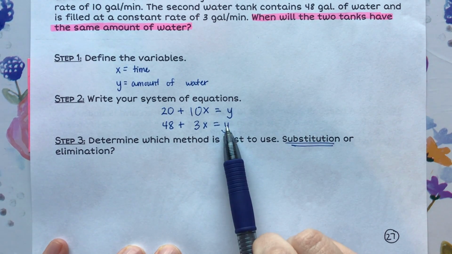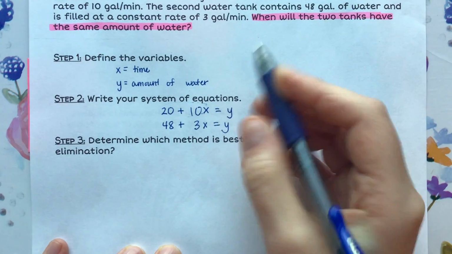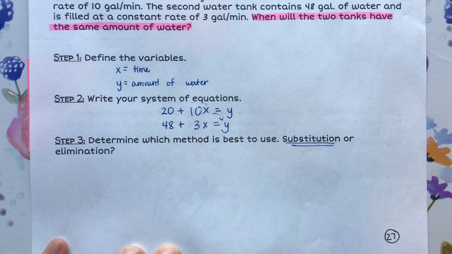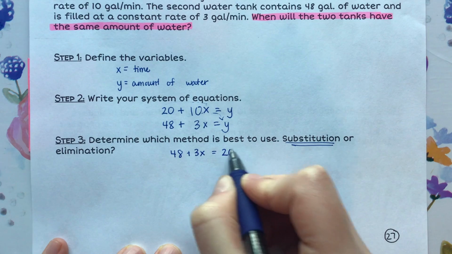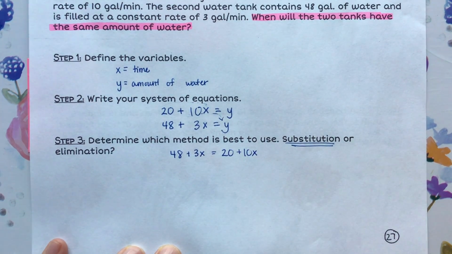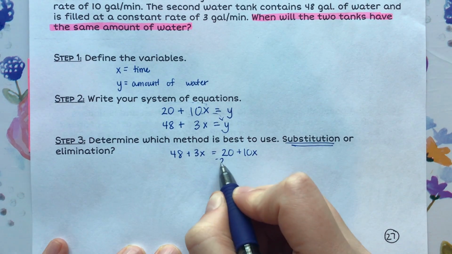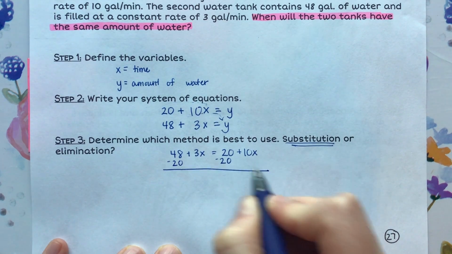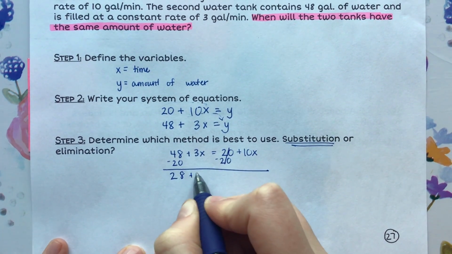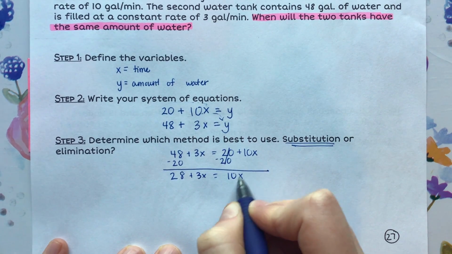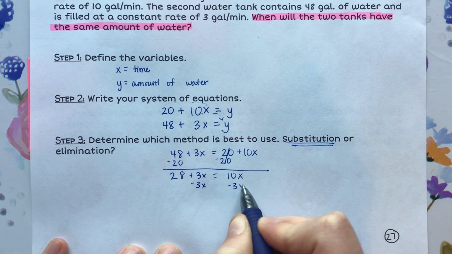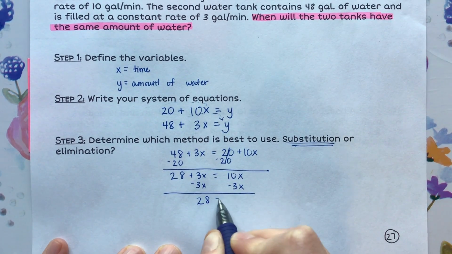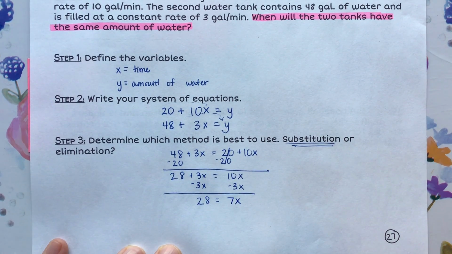Because both of these are y, I'm going to take this expression and set it equal to that y right there. So now my new equation is 48 plus 3x equals 20 plus 10x. Now I'm going to start solving. So I'm going to subtract 20 from both sides. And that gets me 28 plus 3x is equal to 10x. Now I subtract 3x from both sides. And I'm at 28 is equal to 7x.